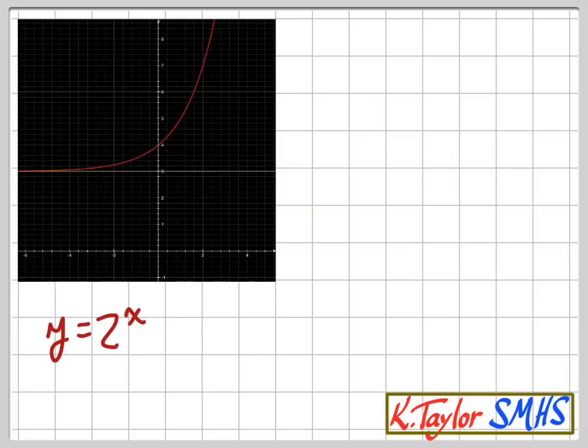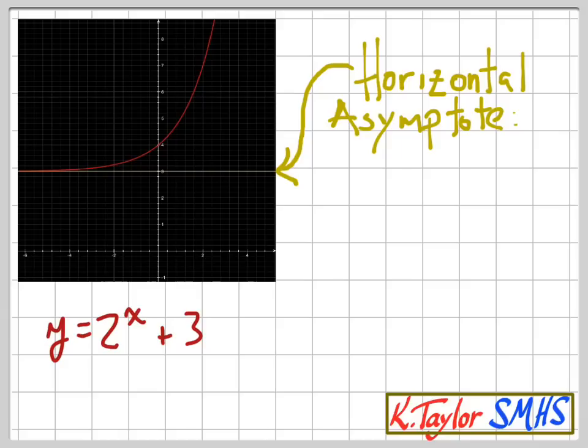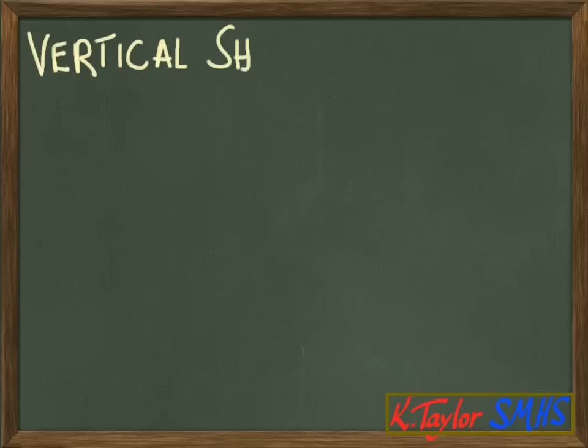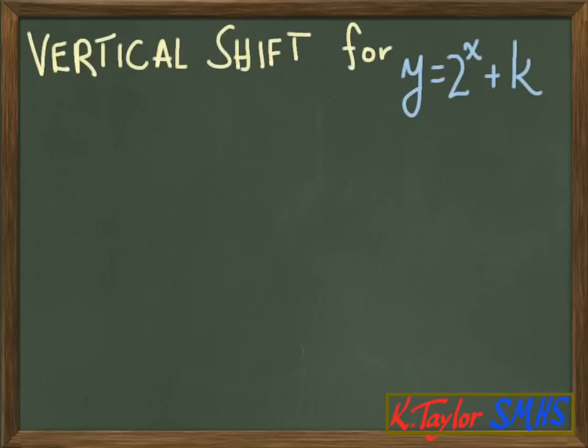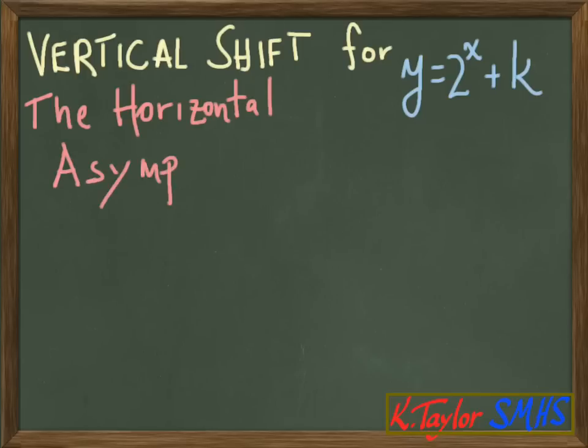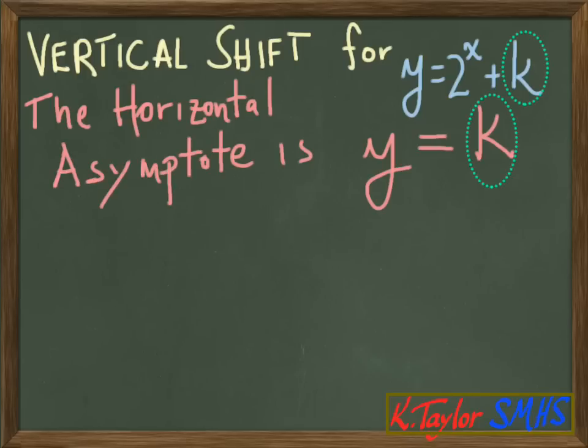Let's look at another one. y equals 2 to the x plus 3. And there again is our horizontal asymptote, and it is now at y equals positive 3. Okay? So we shifted it up. And what shifted actually was the horizontal asymptote for that graph. Okay. So the next thing I want to do is just sum up those little ideas right there. If you have an exponential function y equals 2 to the x plus k, well, it's quite simply stated that the horizontal asymptote is just y equals k, and those two numbers are the same. Okay, it's pretty basic, pretty obvious little conclusion there.